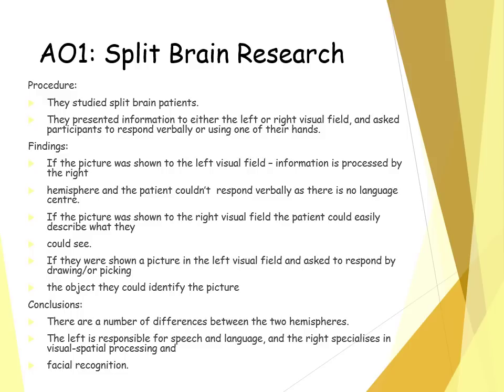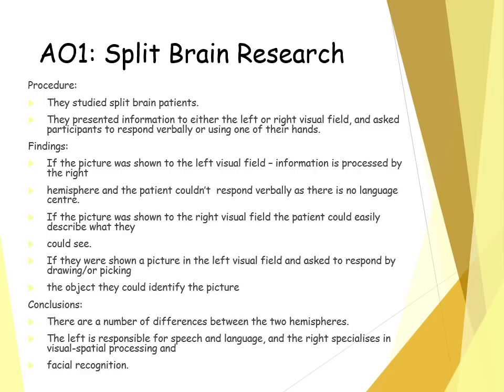They found that if a picture was shown in the left visual field, the information would be processed by the right hemisphere. The patient couldn't verbally say what they had seen because there was no language centre on the right side, and that information is unable to reach the left hemisphere due to the corpus callosum being cut. If the picture was shown to the right visual field, the patient could easily describe what they had seen. Remember, the right visual field is processed by the left hemisphere, and therefore the language centres in the left side of the brain let them say what they had seen.